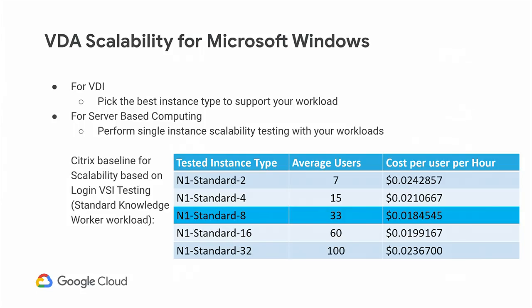And Citrix did some baseline scalability testing last year. We used Login VSI, and we worked through several iterations of various instance types in GCP. What we found at that time was the best instance type, or instance size, that we had was the N1 standard 8 for XenApp workloads, for server-based computing workloads. And we ran about 33 users per VM on that, using a standardized knowledge worker workload in Login VSI.